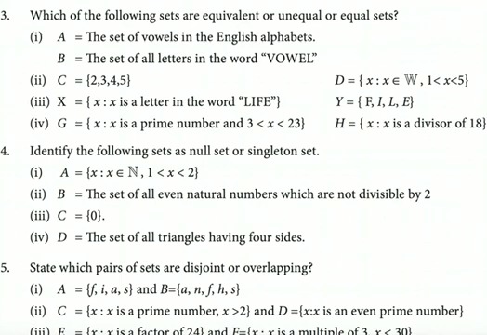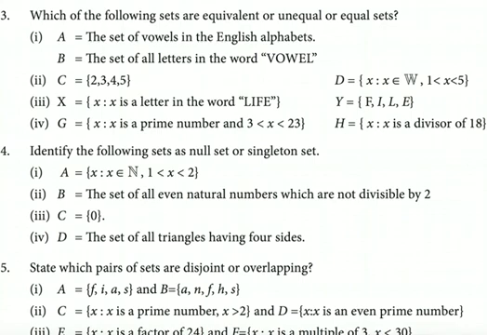Which of the following sets are equivalent, unequal, or equal sets? A is the set of vowels in the English alphabet, nothing but a, e, i, o, u. B is the set of all letters in the word VOWEL: a, e, i, o, u. They are 5. Vowel also 5. So they are equivalent. 2, 3, 4, 5 is also equivalent to a, b, c, d. x is a letter in the word LIFE. These are only 4. So this is unequal to ABC.